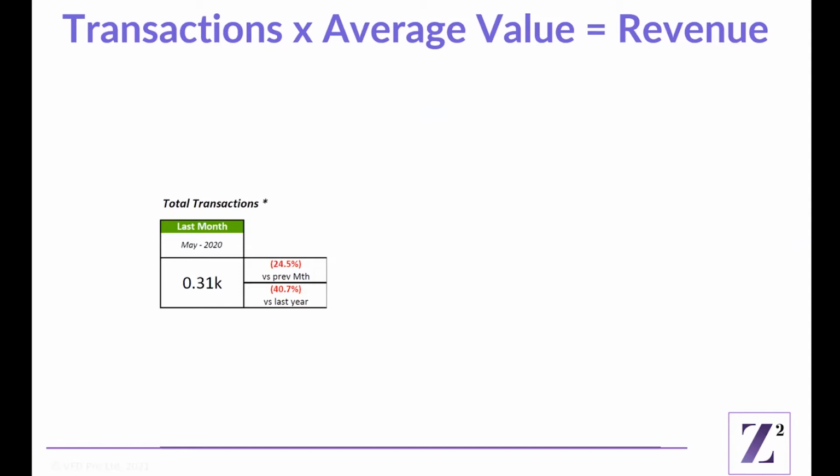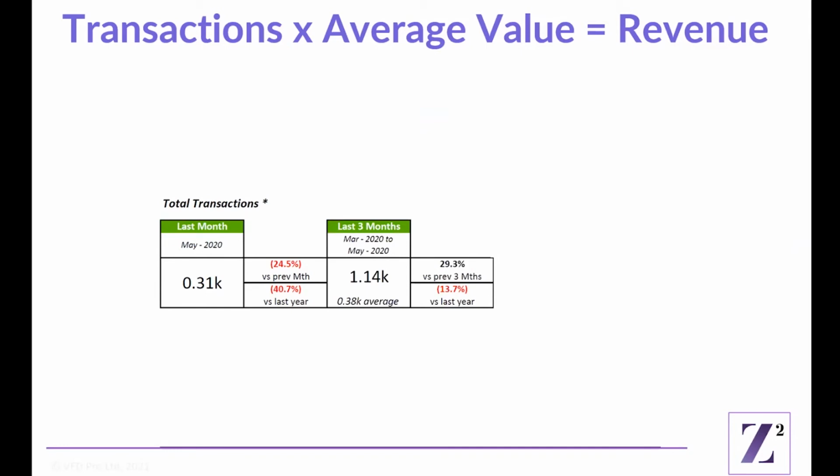Remember, revenue is a function of the number of transactions multiplied by the average transaction value. So it makes sense to keep careful track of what is happening over time. We can see here the movement in the number of transactions in the most recent month. We can compare this to the previous month and the same month last year. What might that tell you?